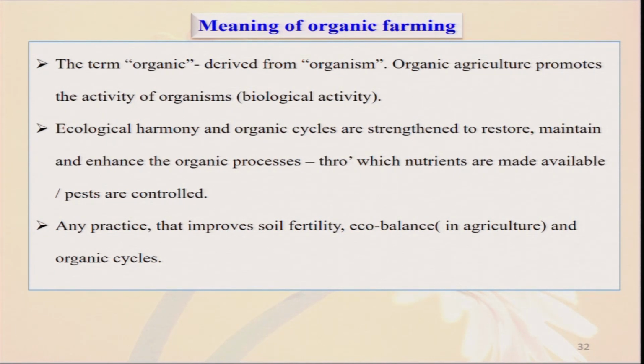So what is the meaning of organic farming? I have already discussed in my previous classes, where we cannot use any inorganic fertilizer, pesticide, plant growth regulators and feed additives. So we have to rely on crop rotation, crop diversification and organic sources of nutrients, and organic or biological pest and disease control methods.